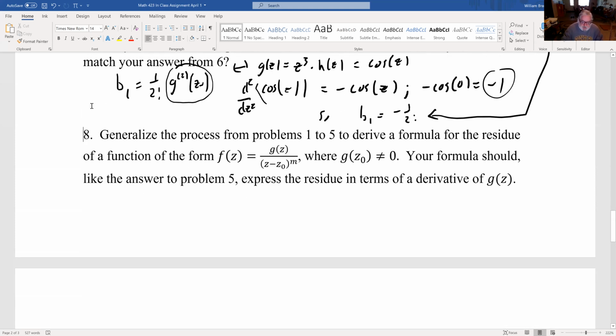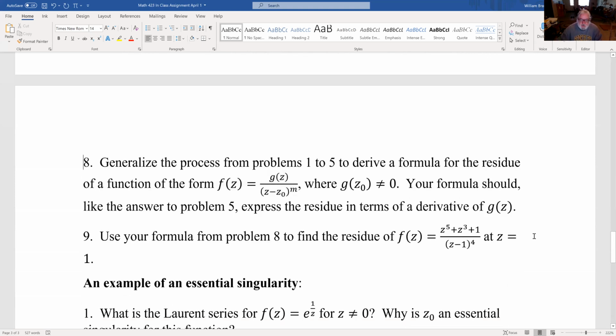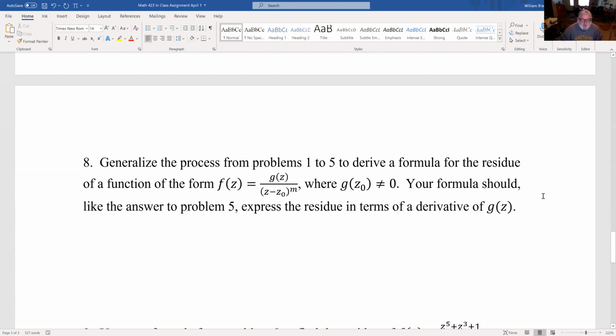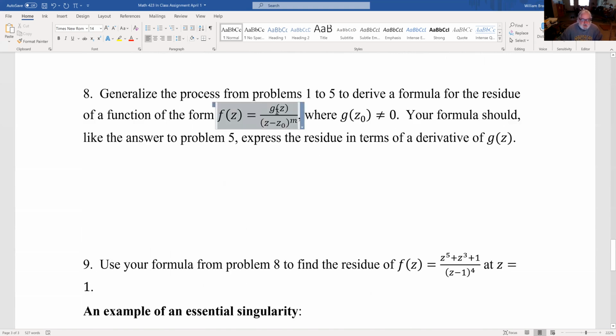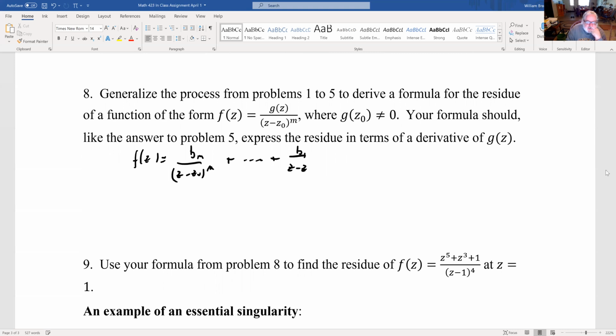Okay, so let's generalize this process to get a nice formula for finding a residue for functions that look like this. f of z is some function and it has a Laurent series. It's going to start with bm over z minus z naught to the m, plus lots of terms, plus b1 over z minus z naught, plus a0, plus a1 times z minus z naught, plus lots of terms.